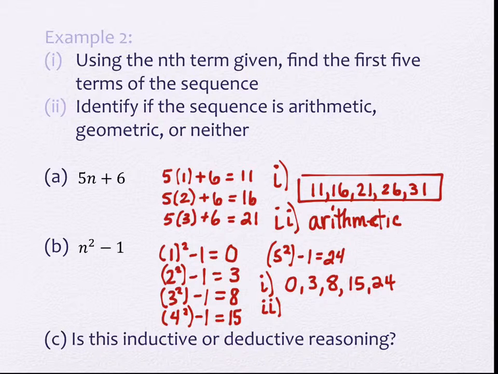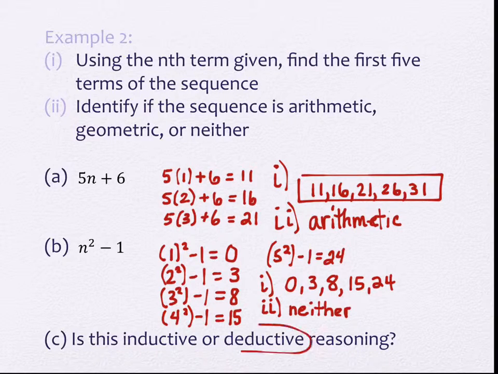Now I want to show you there is a pattern. This one's neither. I'd like to show you the pattern because you're going to see something come into play in your homework that has the same feature. Before I do that, let's answer part C. Is this inductive or deductive reasoning? What do you think?